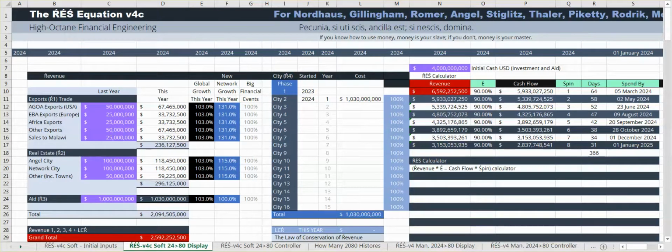Welcome to the RRT equation version 4c, high-octane financial engineering. Part 1, the reserve rate technique and the RRT software design. Please note I am working from two screens, reading from one and videoing the other, which leads to pauses from time to time as I invariably lose my place.